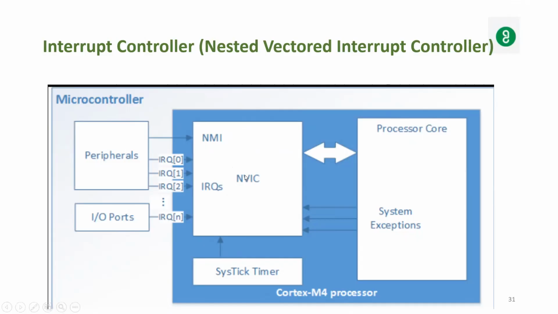What it does is prioritize the interrupts, whatever occurs at that moment, and that will be executed by the processor. If any exception occurs in the processor, that will be intimated to the NVIC immediately. Okay, this is a simple function of the microcontroller.